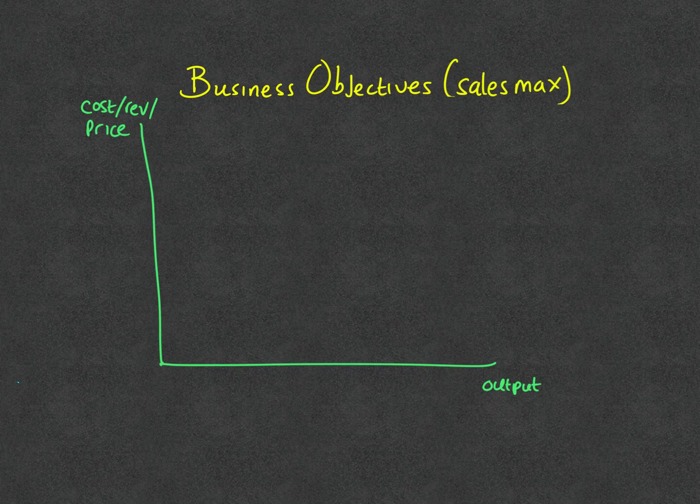Hi everyone. This is another snapshot on business objectives, but this time we're going to focus on sales maximization. This is our third video in the business objectives series, and we're going to start, as we always do, with our demand curve, the average revenue curve, followed by our marginal revenue curve, which is always twice as steep as the average revenue curve.